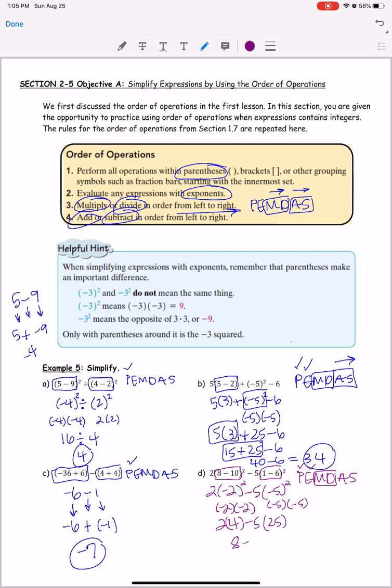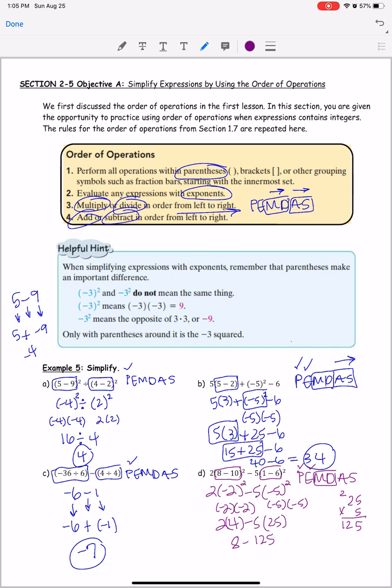5 times 25 is 125. Think quarters. Or we can multiply 25 times 5. 5 times 5 is 25. So that 5 comes down, and you carry the 2. So then 2 times 5 is 10 plus the 2 that we had to carry. So that'd be 12. So now we've got 8 minus 125.